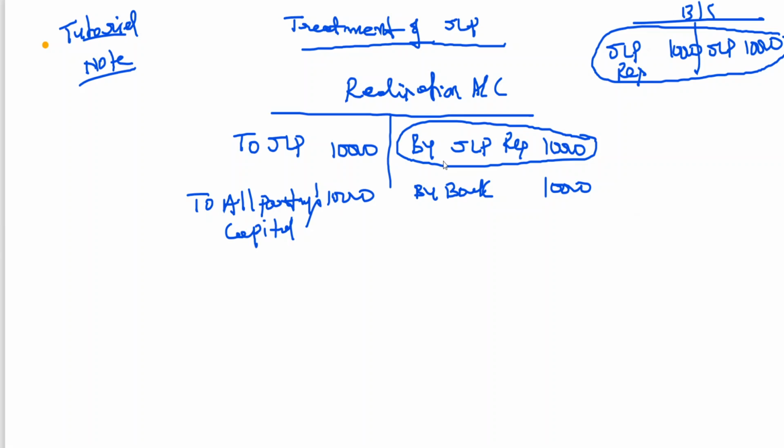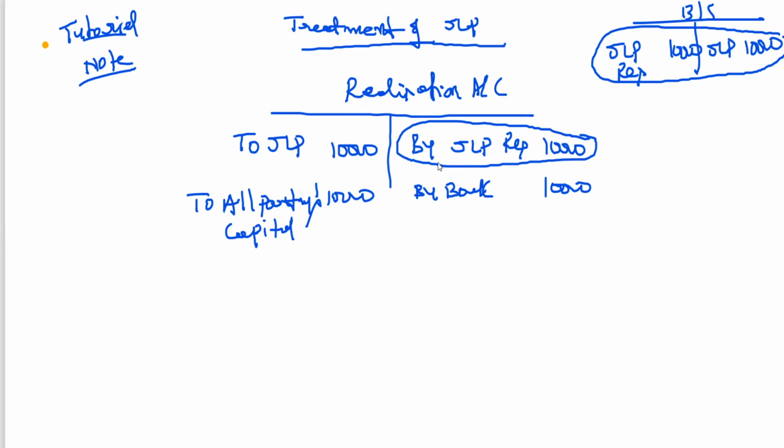Because when you refer to so many problems in future after completion of this, you may have doubt. Sir has explained that JLP reserve is to be transferred to the realization account, but in the material problem they worked out that joint life reserve has directly been credited to partners' capital account. You also can do that, no issue. So I am just giving clarity of thought.